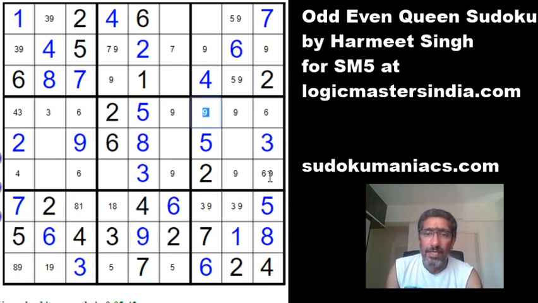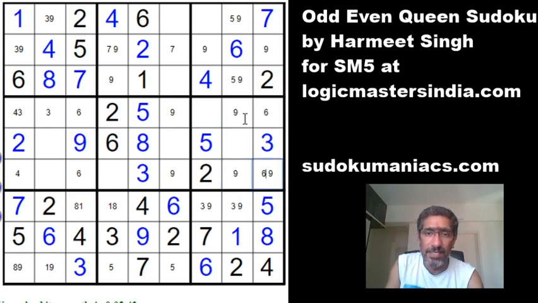R4C7. If the 9, the queen, was in R6C9, it would obviously eliminate the 9 from R4C7 because it's in the same box. But if it was in R2C9, it would be on the same diagonal as R4C8. So we can safely eliminate the 9 option from R4C7. Now we have 3 places for 9 in box 6, which is at R4C8, R6C8 and C9.